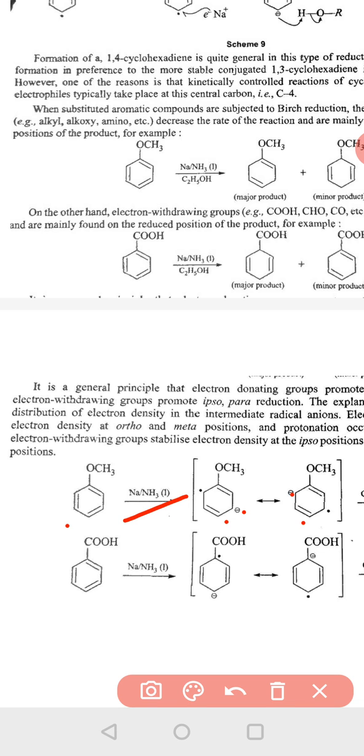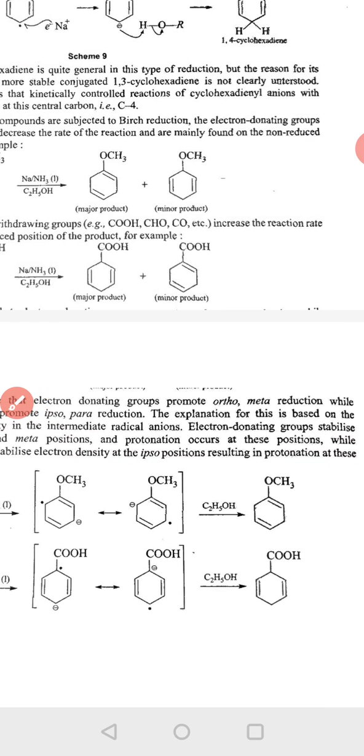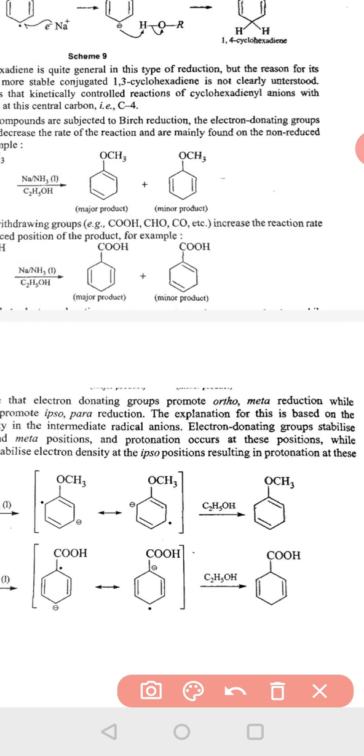While electron withdrawing groups stabilize electron density at the ipso position and the para position. Later protonation occurs at these two positions and we get the product in which the reduction has occurred at the ipso and para positions.